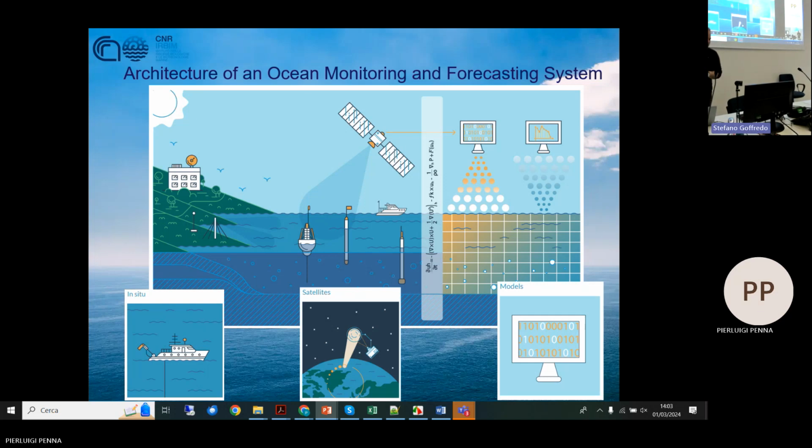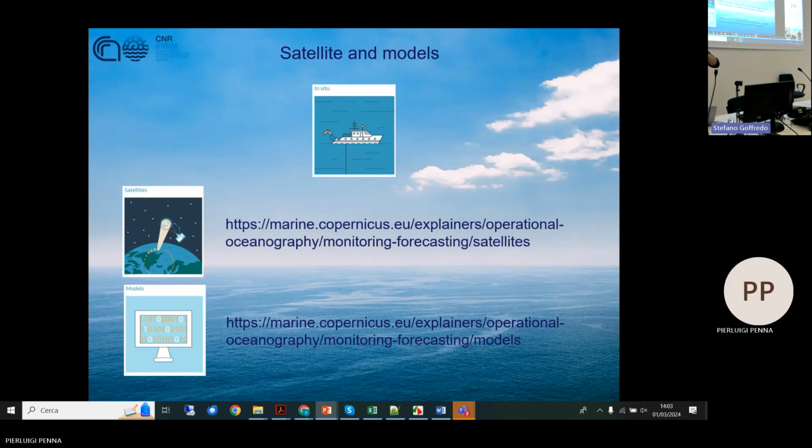So we are going on storytelling about the architecture of an ocean monitoring and forecasting system. At the start of the talk, I told you that there are three components for a global ocean observation system: in situ and satellite that produce data, and models. And now we will see how they interact.